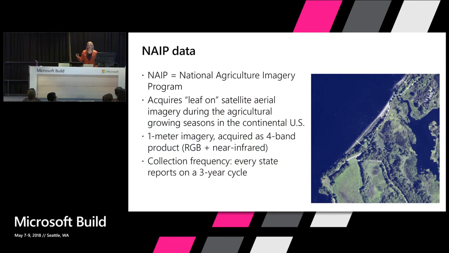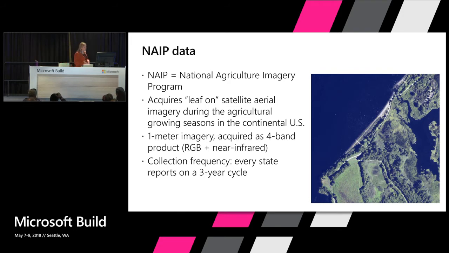All right, so let's talk more about that input data. We were using NAIP data, so this is satellite imagery. NAIP actually stands for the National Agriculture Imagery Program. And this data is acquired through the agricultural growing seasons when the leaves are on. So you can see in the pictures the leafy treetops right there. So it is collected at that time.